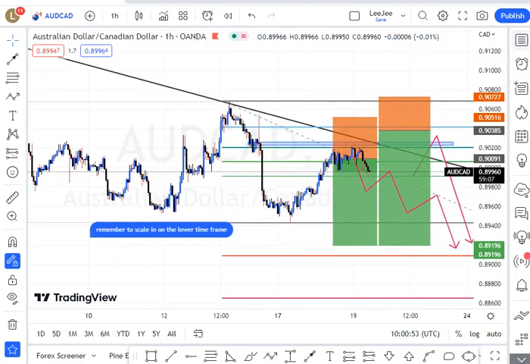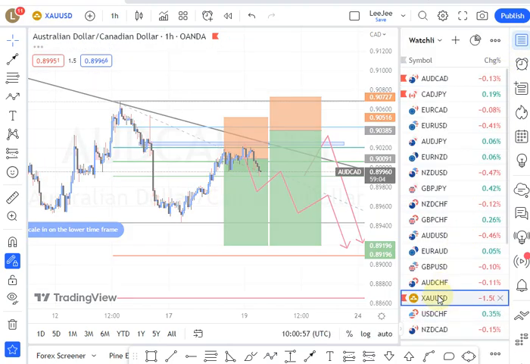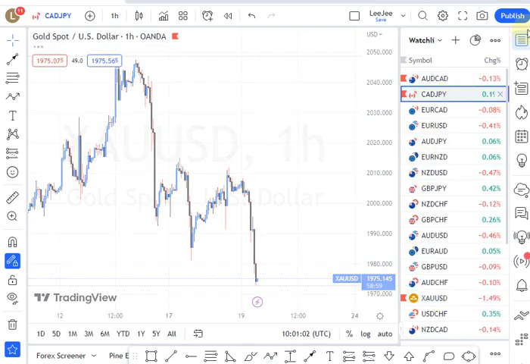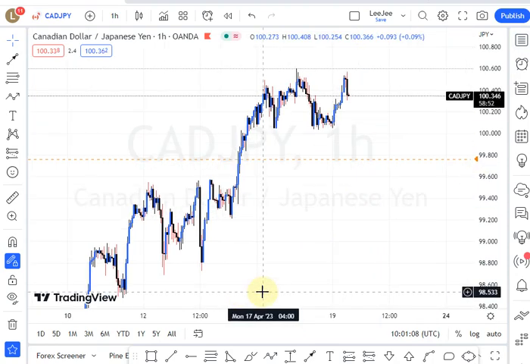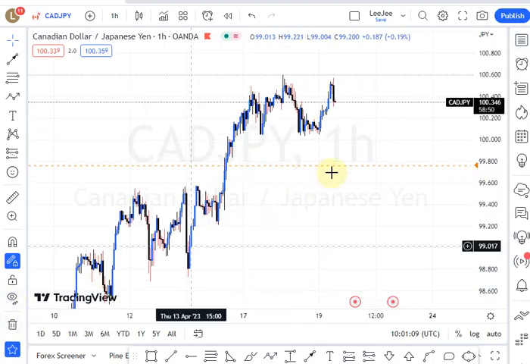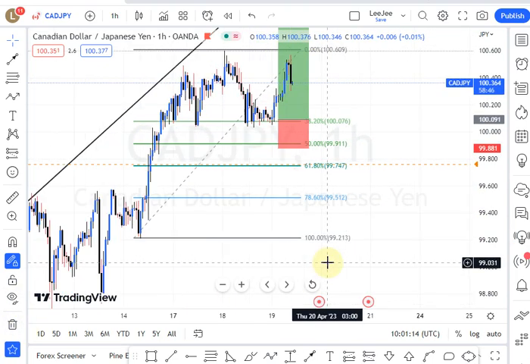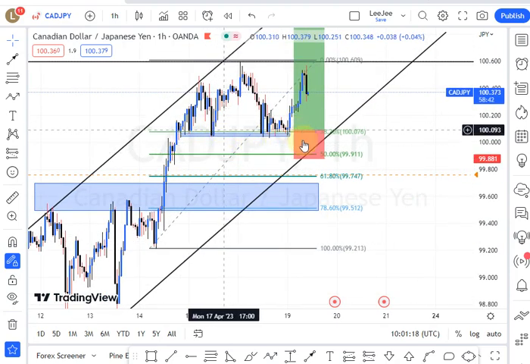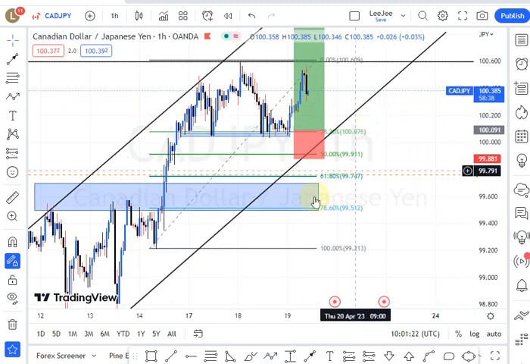So let's go back to our daily gold. Oh, we also have the CAD/JPY. This CAD/JPY is crazy, man. I was waiting for that pullback, but then it did not happen. Look at this. So price really rejected this 38 zone, but I did not take that entry because I usually take my entry at the 61.